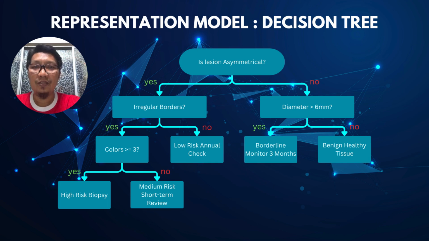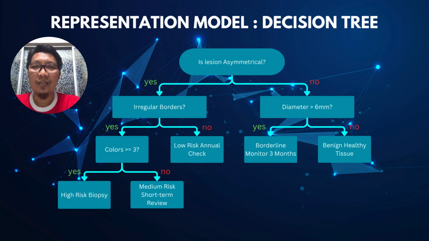Color check. If border irregularity is yes, the algorithm counts unique color pigments: brown, black, blue, or white. If the lesion contains three or more distinct shades, it reaches the terminal leaf node. That means high risk, which requires a flag for urgent biopsy or melanoma protocol. If it contains fewer than three shades, it is routed to a short-term clinical review track.